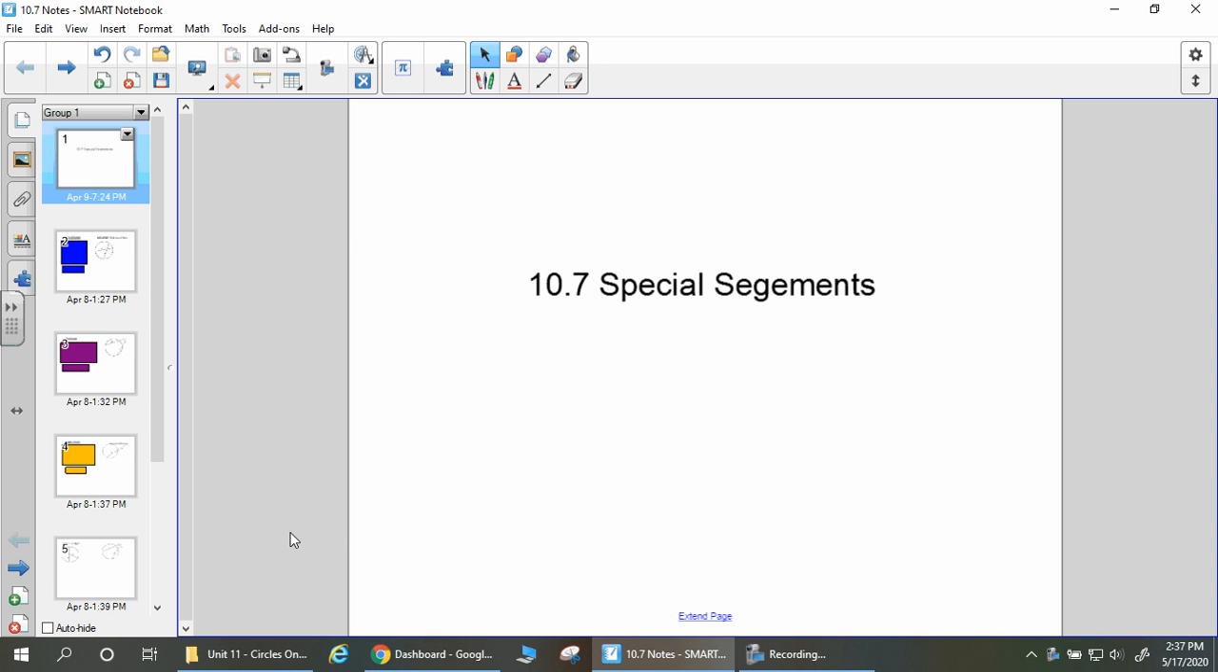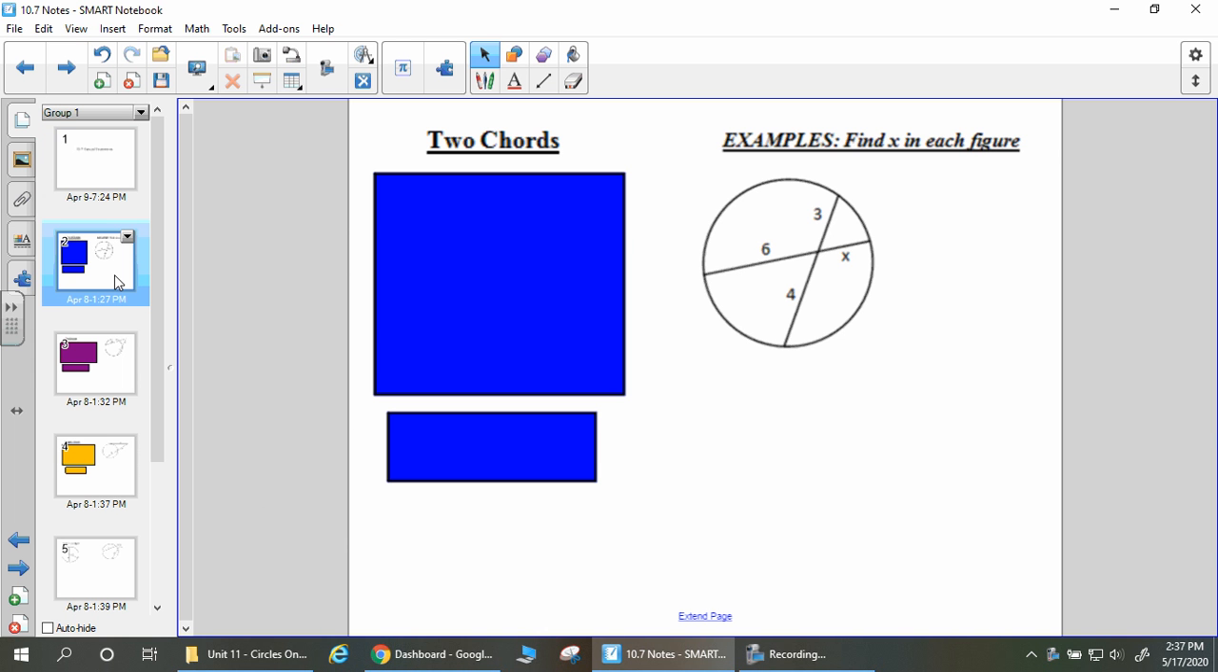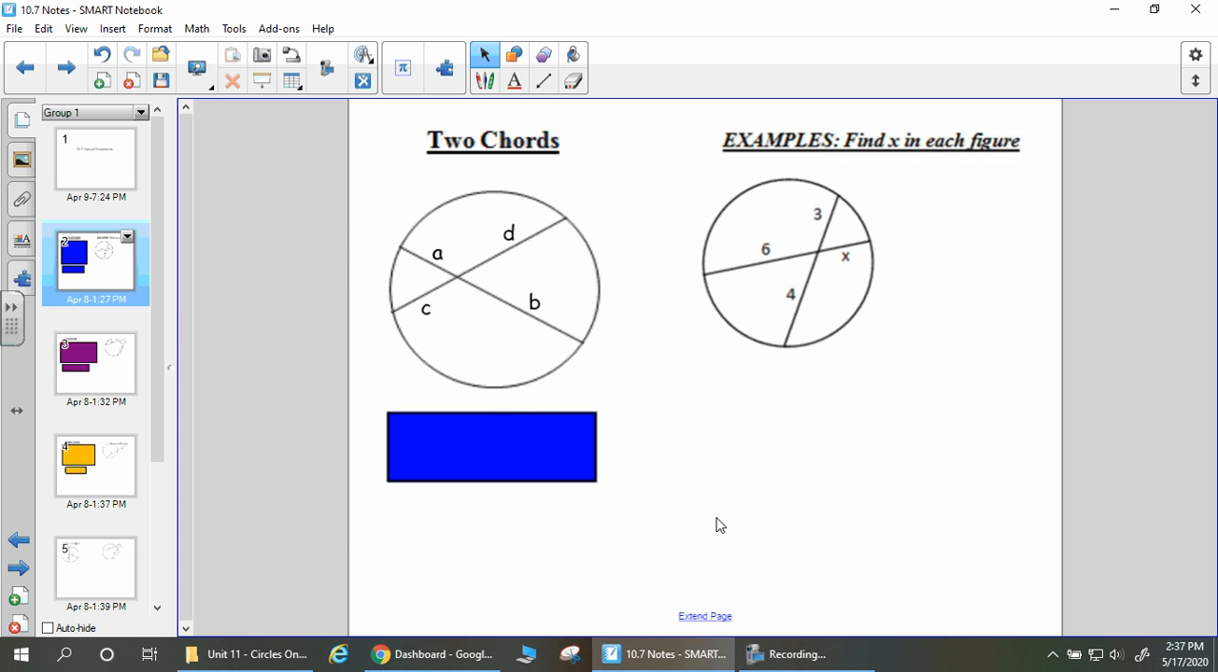So really there are three things we're going to look at, and so we'll take them one by one. The first one is what happens if you have two chords. You can see in the picture that when you have two chords and they cross each other, you really are getting four segments, right? Each chord is split into two pieces. So the key is, how are they split? What relationship is there? If one chord has parts A and B, and the other chord has parts C and D, we can say that A times B equals C times D, okay?